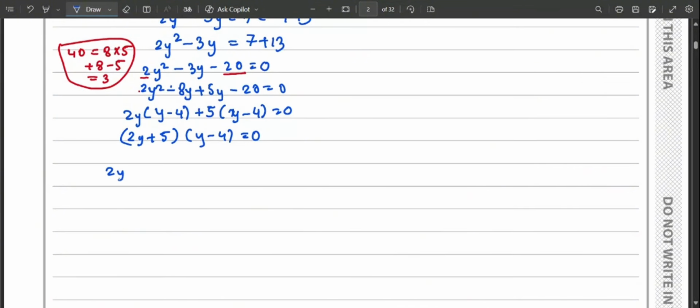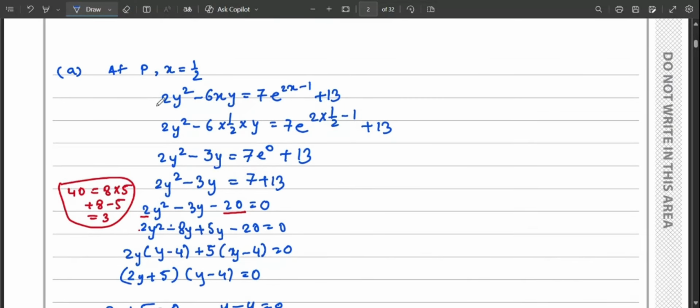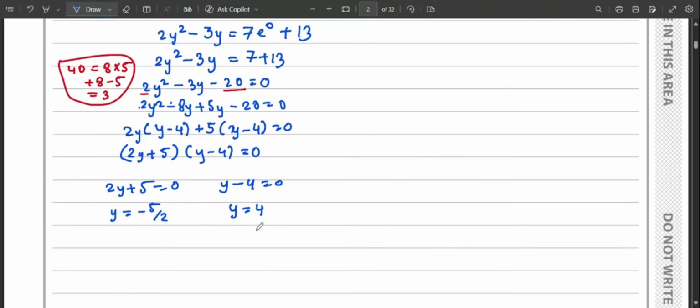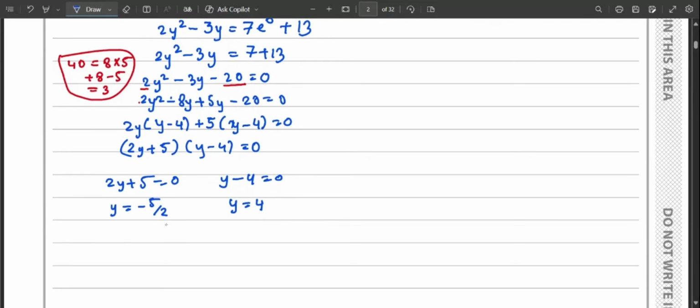From this I can now write that 2y plus 5 is equal to 0, or y minus 4 is equal to 0. So y is equal to minus 5 by 2 and y is equal to 4. These are the two possible y coordinates of P. We can see that we have solved this by substituting the value of x, which is half. The value of x we substituted in our function is the x coordinate of P. That's why the y coordinates that we obtained from here are the possible y coordinates of our point P, and that's why this is our answer.